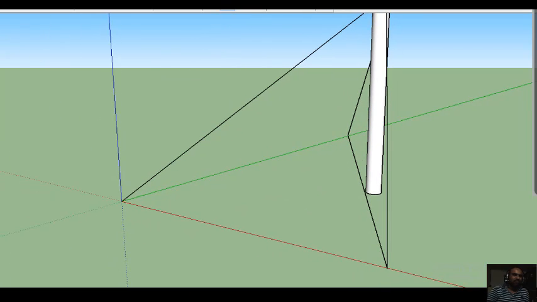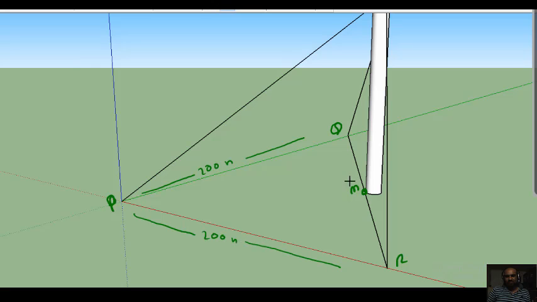Students, listen. This is our point P, this is Q, this is R. This is the midpoint of QR, say M. According to the problem, this is 200 meters and this is 200 meters. So this is the TV tower, the white one is the TV tower.